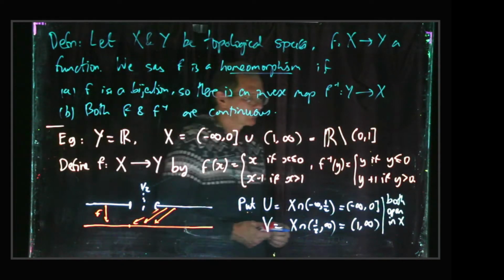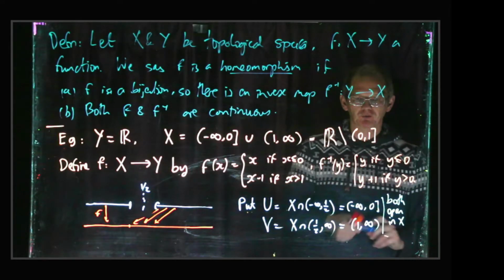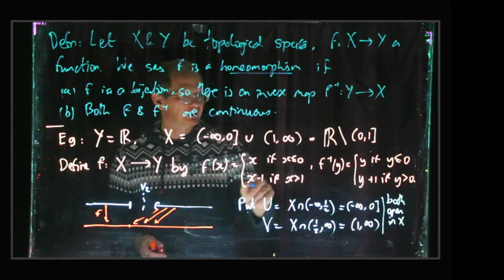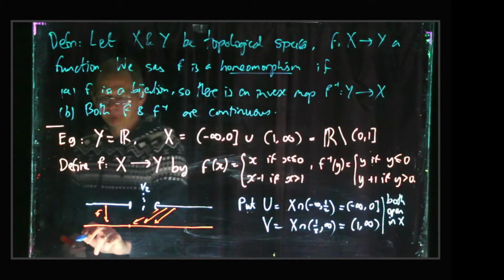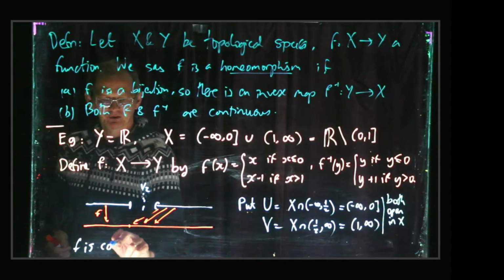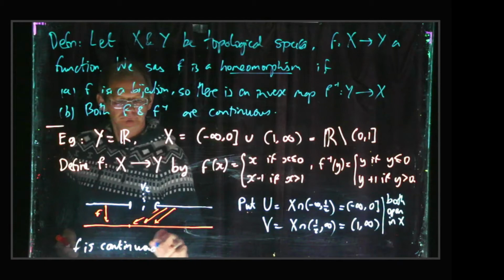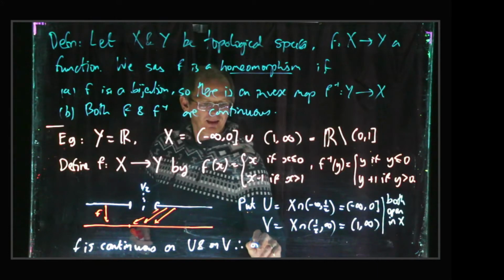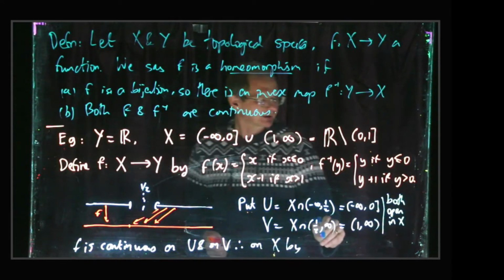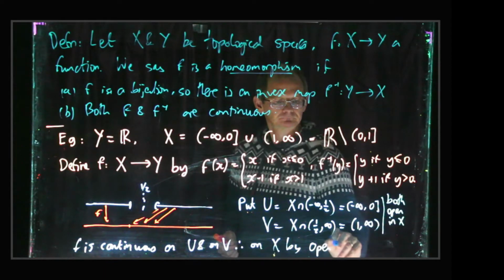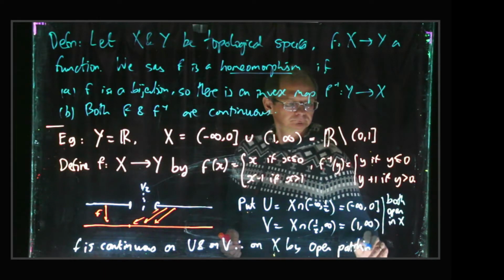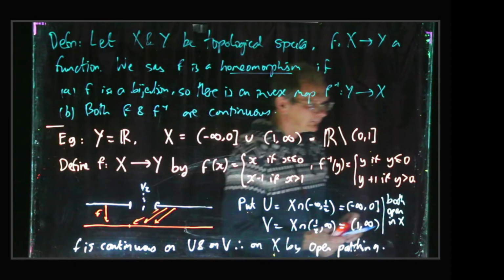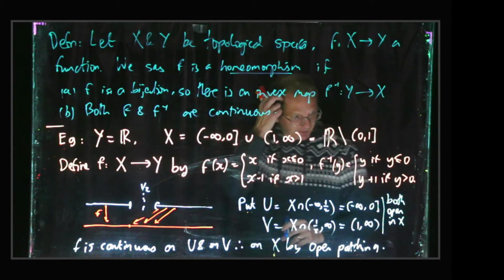Now, if you look at the map f, f is continuous on U and on V pretty obviously, because f is just the identity on U and just subtract 1 on V. So f is continuous on U and on V, and therefore on X by open patching. That's enough to prove that f is continuous.